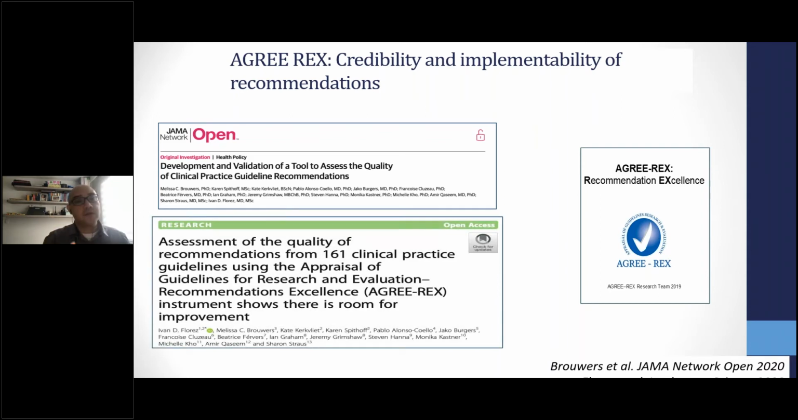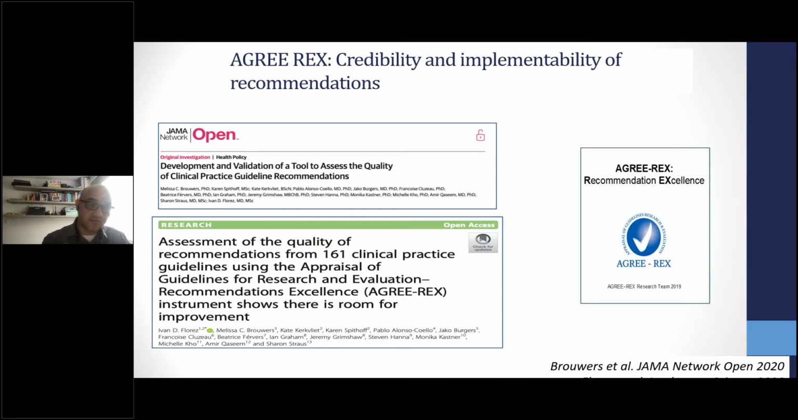In JAMA Network Open, we published the validity and reliability study, where we show all the process that we followed to develop the tool, where we found that the tool was valid, reliable, and people liked it, and people thought there was a need. We asked more than 300 people around the world, among guideline developers, guideline implementers, and guideline users, what they thought about the tool: whether it was different from AGREE II, and whether it is going to be useful for developing and implementing recommendations.